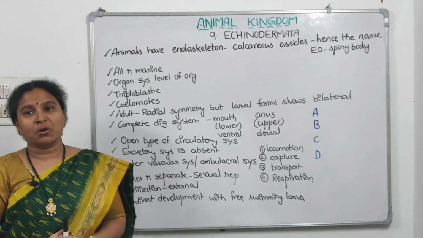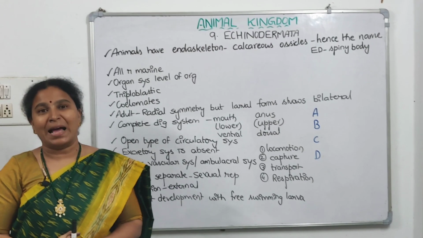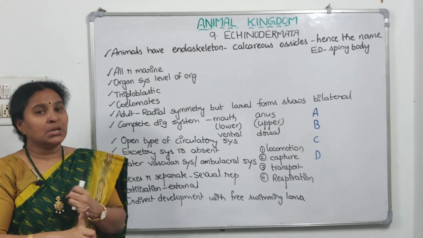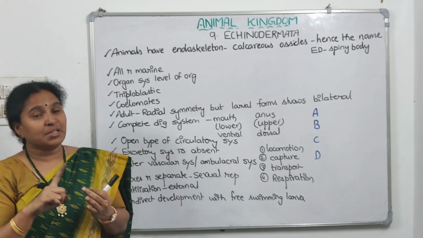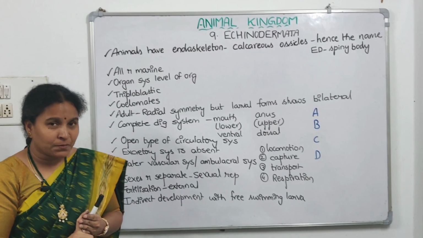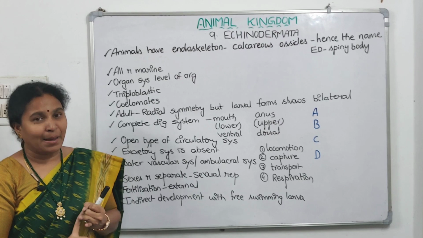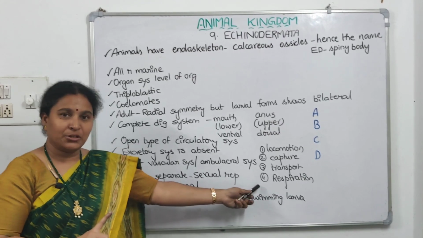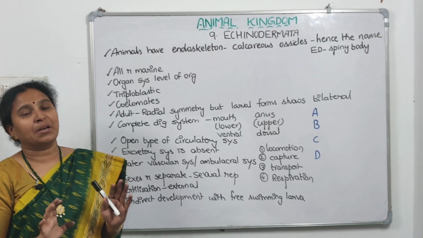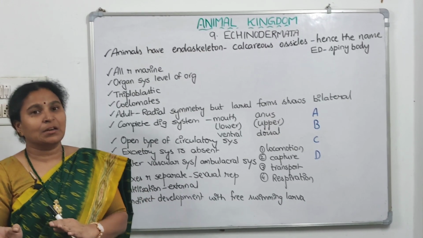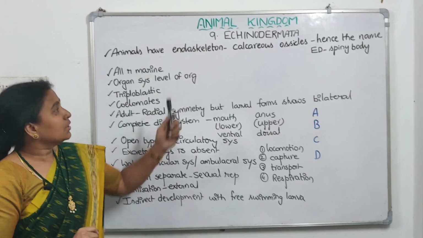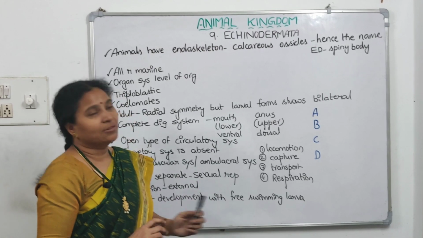They have a special system called the water vascular system, which is also called ambulacral system. It helps in four things: locomotion, capture, respiration, and transport. Sexes are separate, meaning dioecious. Sexual reproduction will happen. Fertilization is outside, external fertilization. Development is indirect, involves a larval stage, right? So these are the characters of ECHINODERMATA.